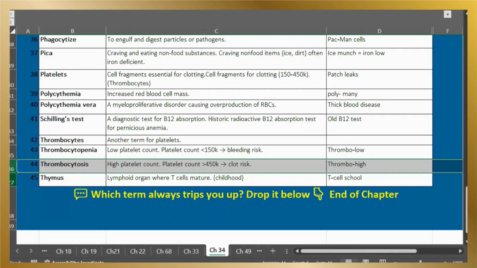Thymus, it's a lymphoid organ where the T cells mature in childhood. So this is active in childhood and shrinks in adults. So it's more active in children, that means. So it's the organ where the T cells mature.